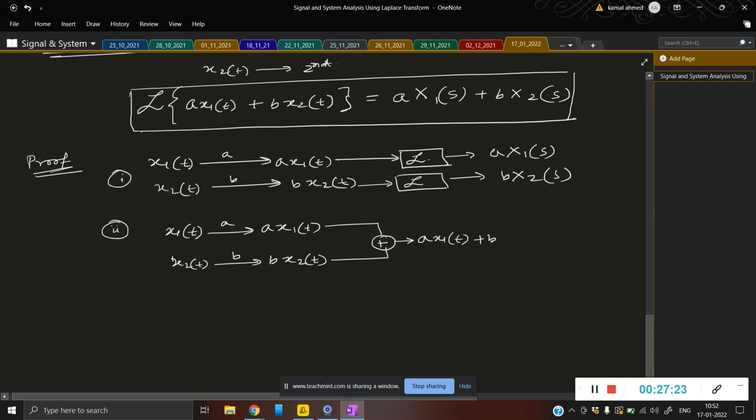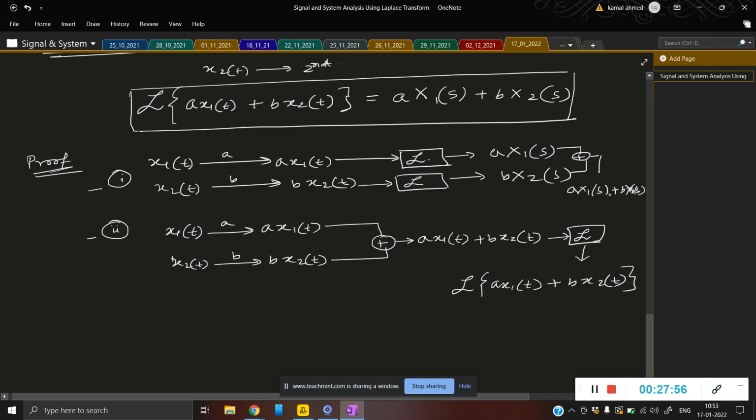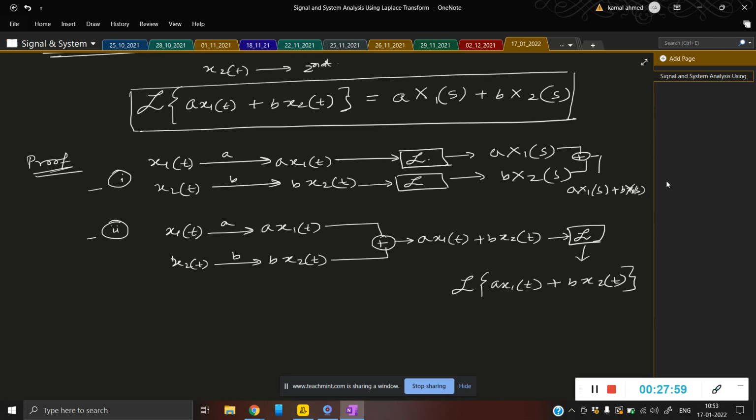Now it will become a x1t plus b x2t. Now I have to give the Laplace transform, and whatever it will give in the form of Laplace transform of a x1t plus b x2t. Now we have to equate these two conditions. 1 equal to 2. ठीक है? And यहाँ पे क्या होगा? यहाँ पे एक स्टेप छूटा है. That is this one, a x1s plus b x2s. Okay. Now we have to prove.